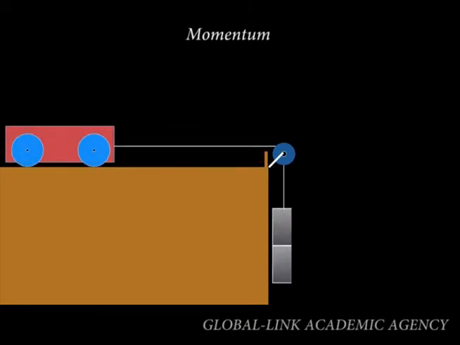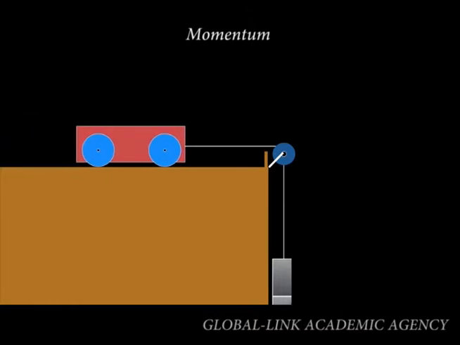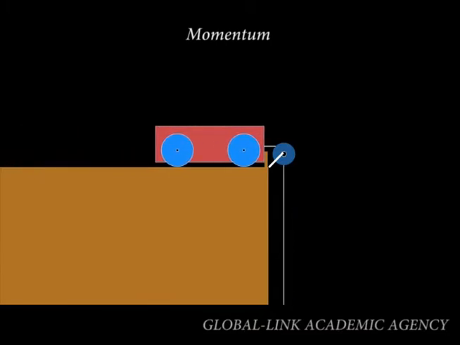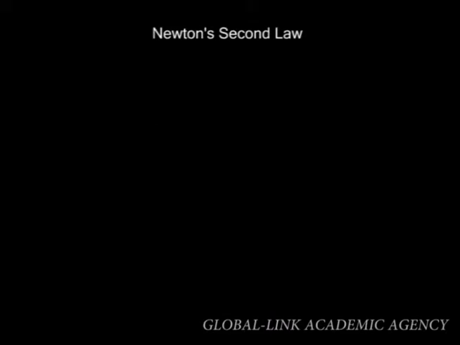What happens when we increase the net force? If we double the net force on the object, the momentum will increase. Triple it, and we shall see a further increase in momentum. And so it's a direct relationship between the net force and momentum. And this is the basis of Newton's second law of motion.